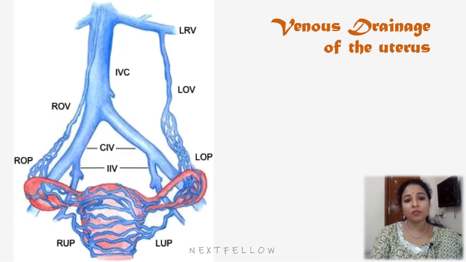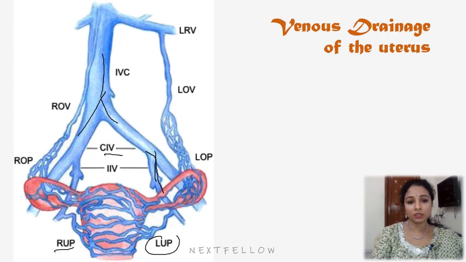Venous drainage of the uterus is mainly into the internal iliac veins. We can see it drains into the internal iliac veins, which finally drain into the inferior vena cava. So the internal iliac veins drain into the common iliac veins, and the common iliac veins join to form the inferior vena cava. So we can see the right uterine plexus and left uterine plexus, forming the right uterine vein and left uterine vein.